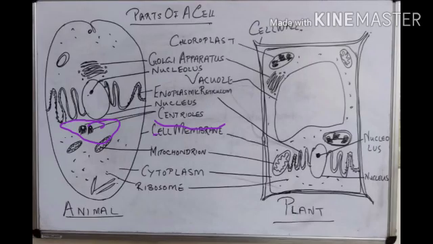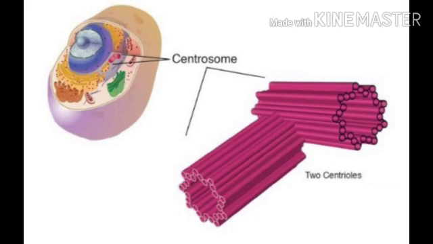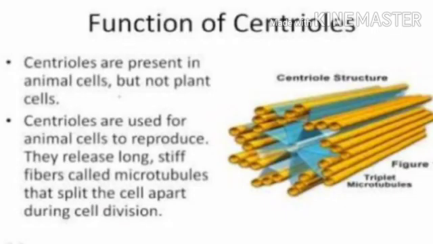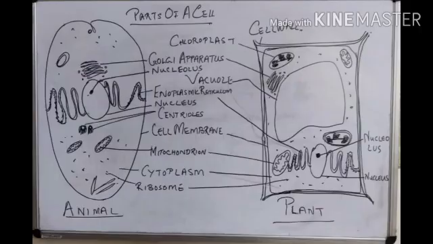Then the next organelle is centrosome. This is only found in animal cells. It is a small structure containing two tiny granules called centrioles, located close by the nucleus. These structures help in cell division. Then in plant cells, there is another organelle, a very important structure called plastids.